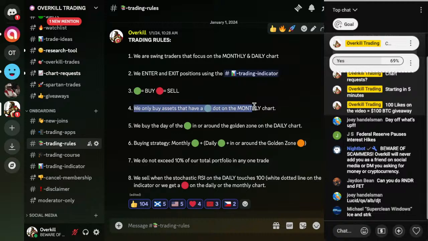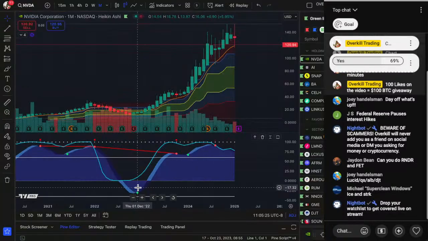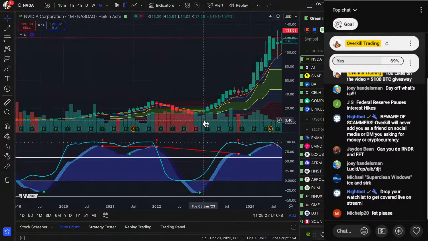We only want to buy assets. So if we're going long, we're looking for assets that have that green dot on the monthly chart, because the monthly chart will tell us, green, we're going up.